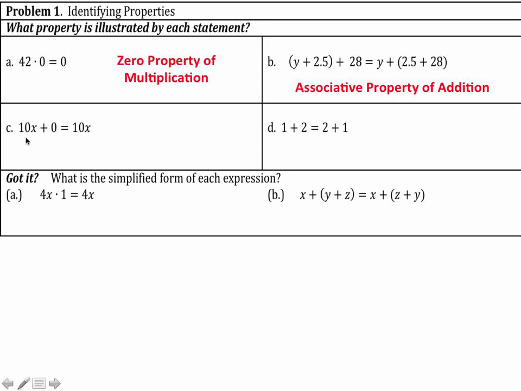Here, in letter C, I'm taking something and I'm adding 0 to it, and I wind up with the thing that it originally was. So I have something, I add 0, I wind up with the same thing I started with. That's my identity property of addition.